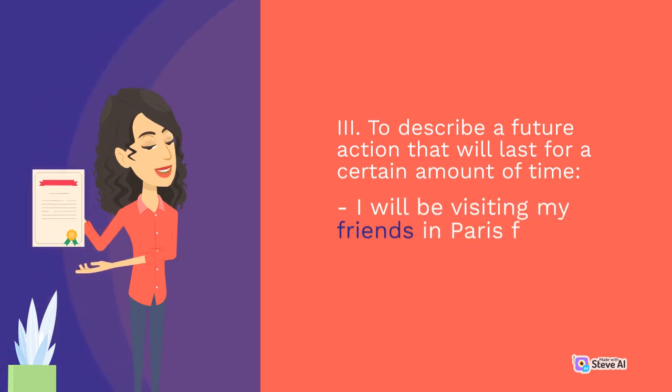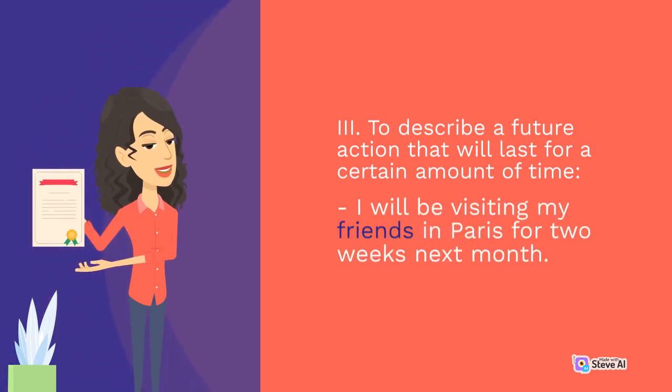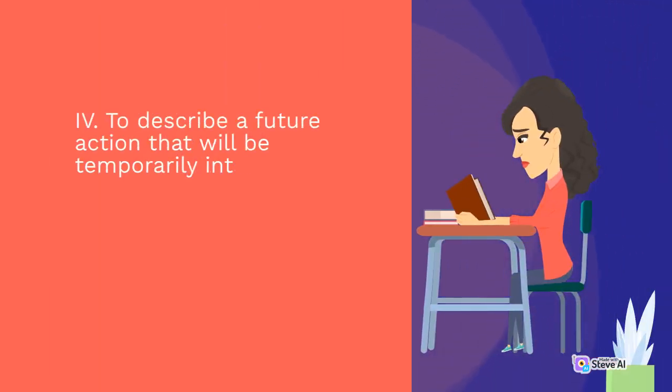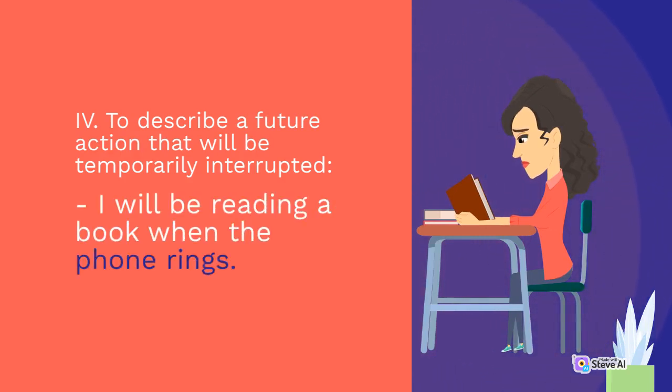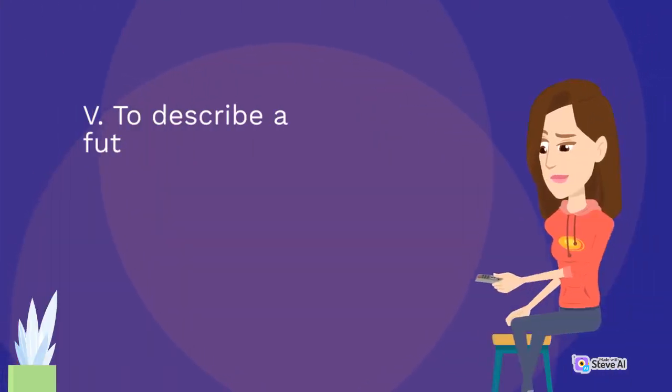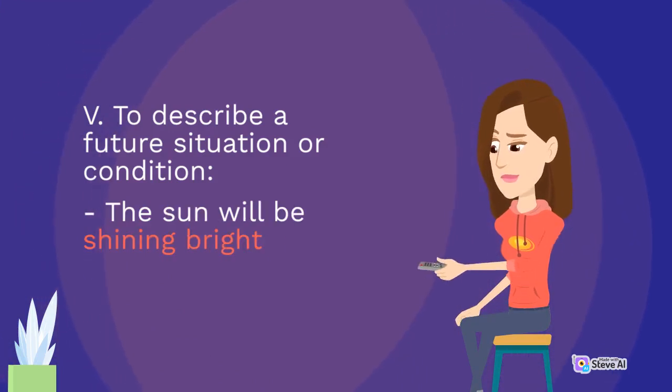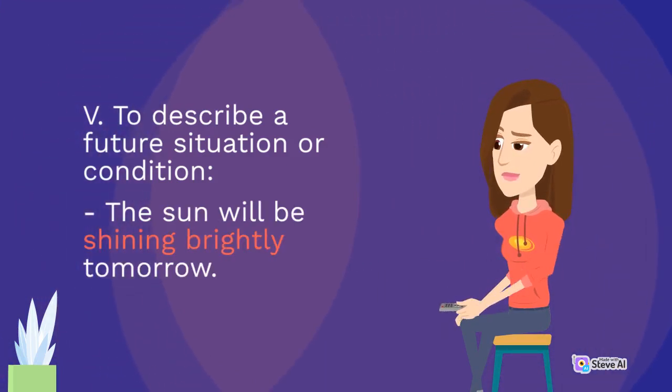3. To describe a future action that will last for a certain amount of time. I will be visiting my friends in Paris for 2 weeks next month. 4. To describe a future action that will be temporarily interrupted. I will be reading a book when the phone rings. V. To describe a future situation or condition. The sun will be shining brightly tomorrow.